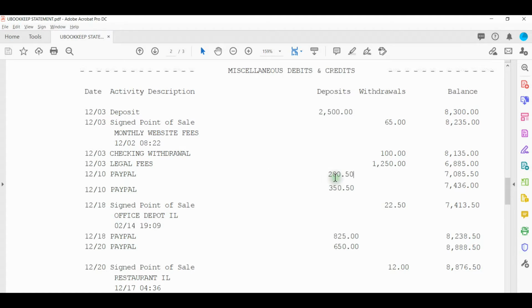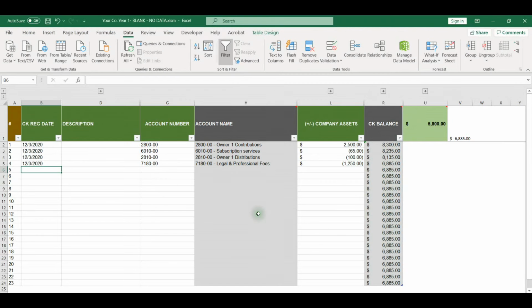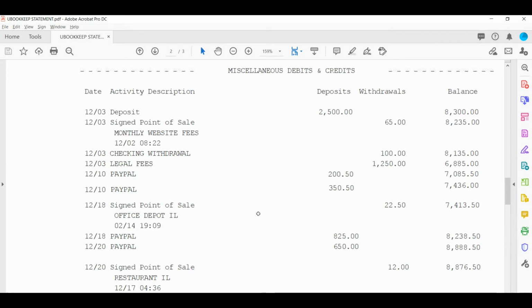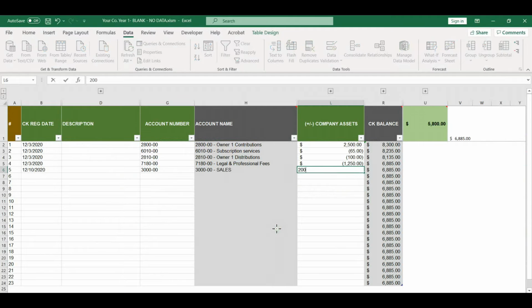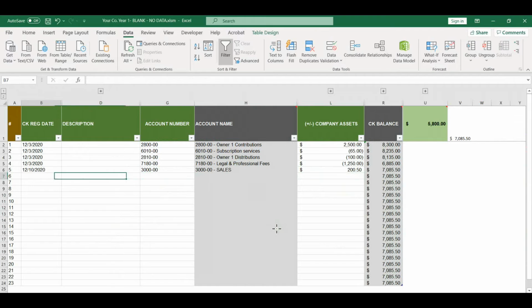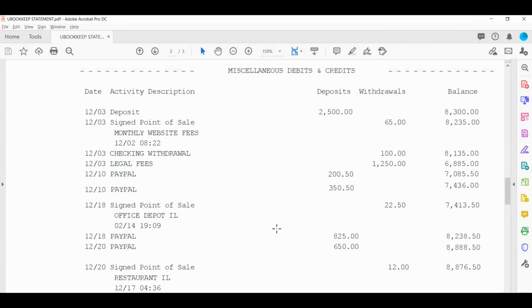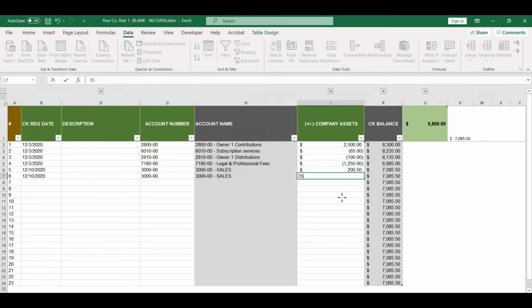So on 12/10, we withdrew $250 from PayPal into our checking account. We had a sale. My sales account is a 3000 account. And again, you can see at $200.50 is an increase. Then on 12/10 again, I had another withdrawal from PayPal, and that amount was $350.50.